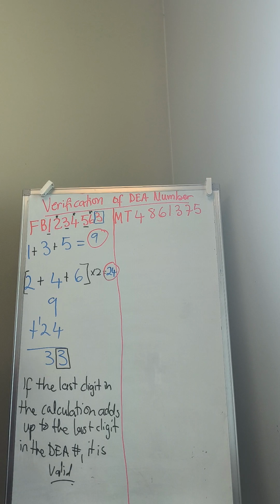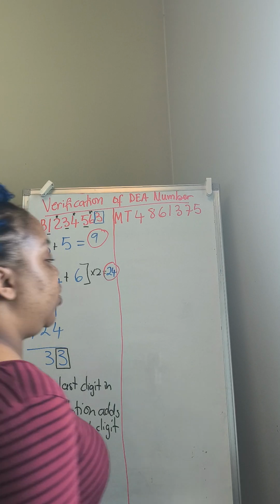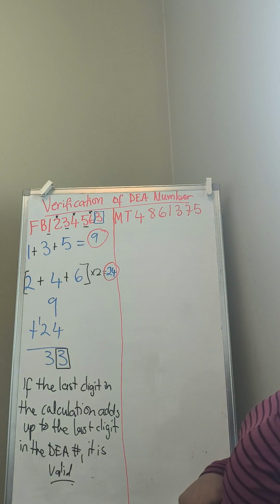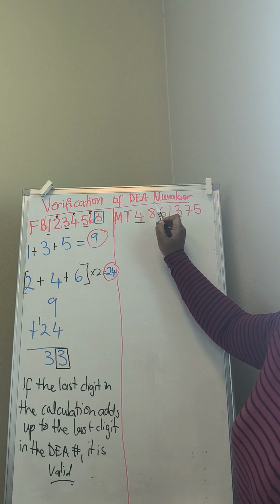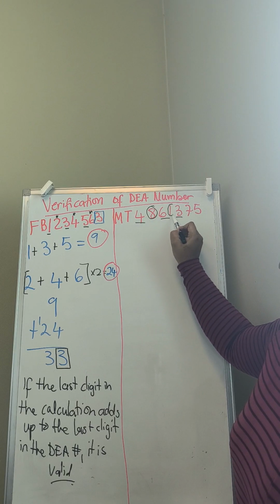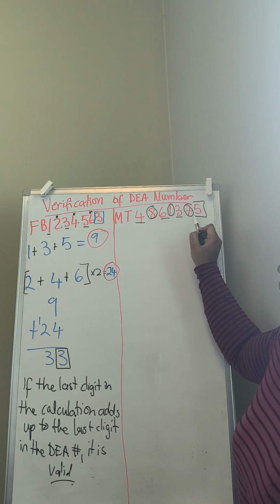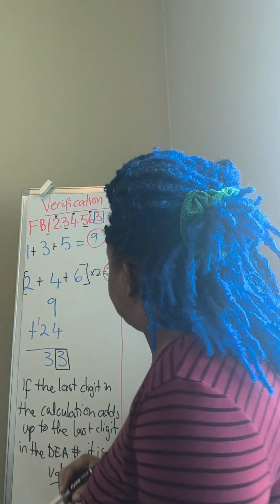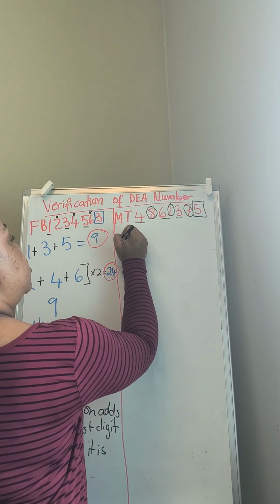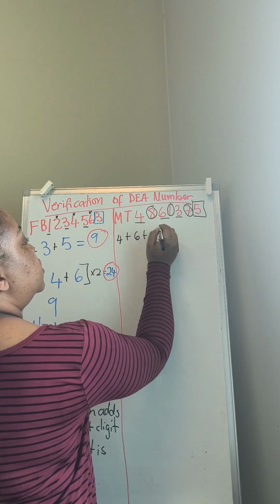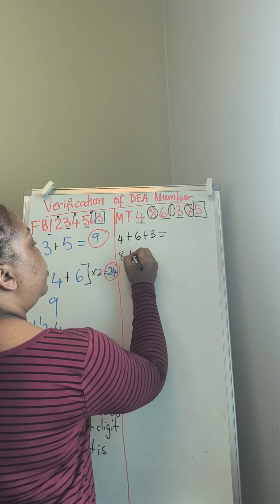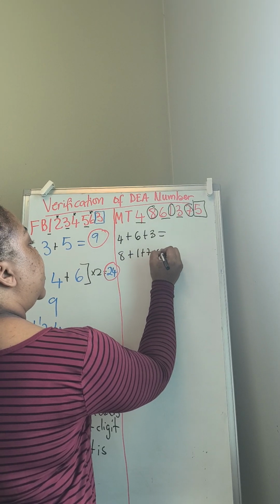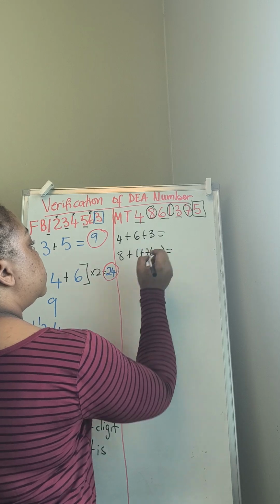The second time I'm going to run through it. Okay. So if you have been following, good. If you've not been following, good as well. The first, third, and fifth number: 4, 6, 3. The second, fourth, and sixth number. This is the number that we're putting in a square. So then I'll say 4 plus 6 plus 3, and then I'll say 8 plus 1 plus 7 times 2. Okay.